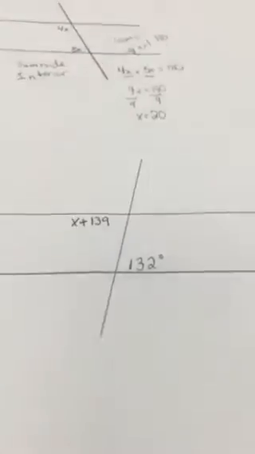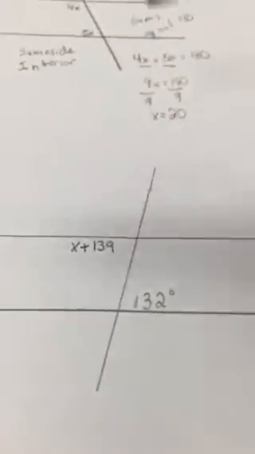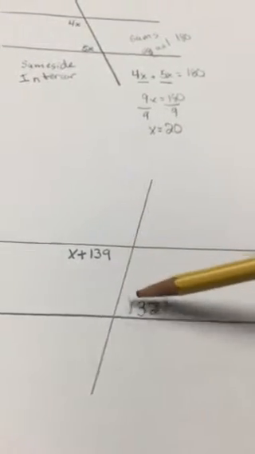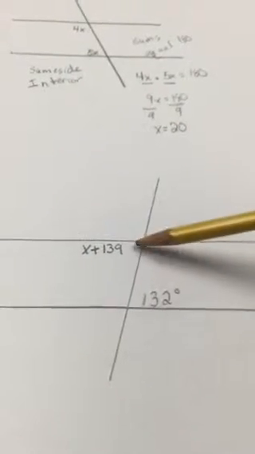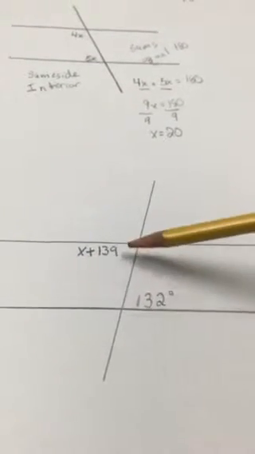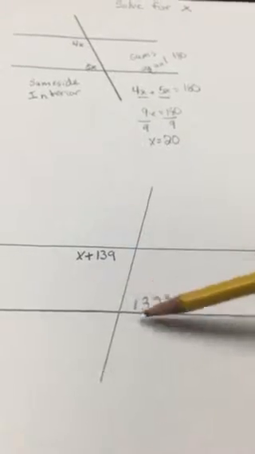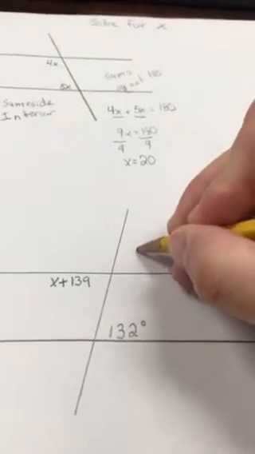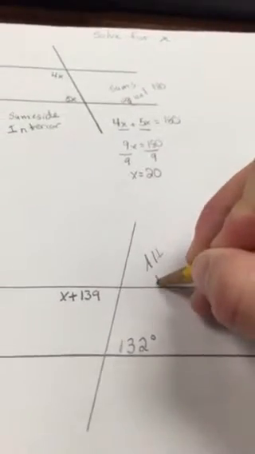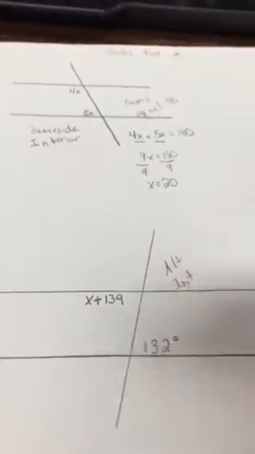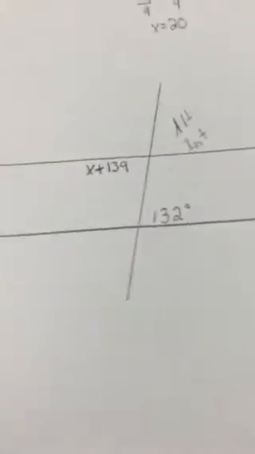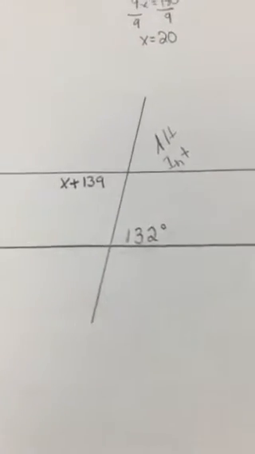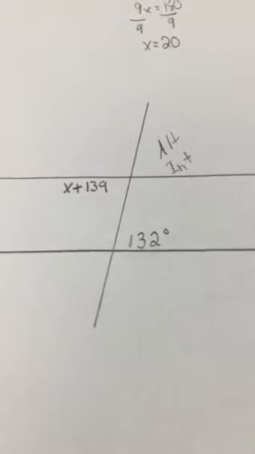Okay, so just like the previous problem, the first thing we need to do is decide what type of angles these are. Well, think about it. Are they on the interior? Are they on the same side, or are they on alternate sides? Yeah, these are alternate interior angles. So now that we know that, let's ask ourselves, what do we know about alternate interior angles?